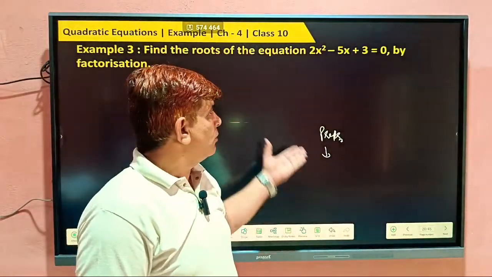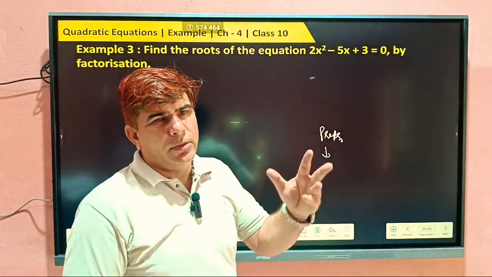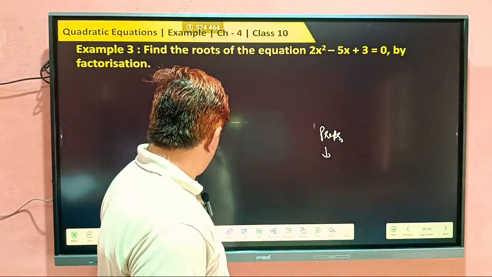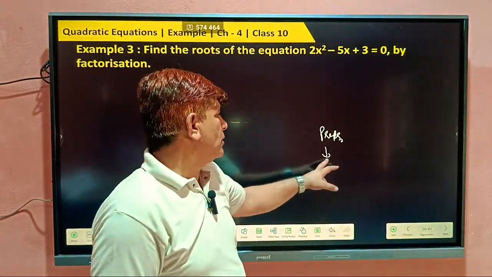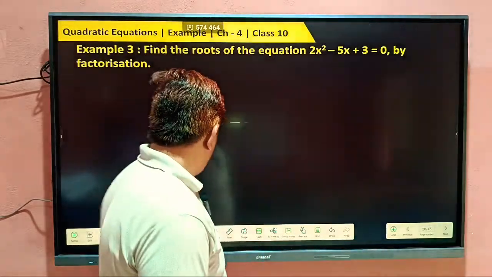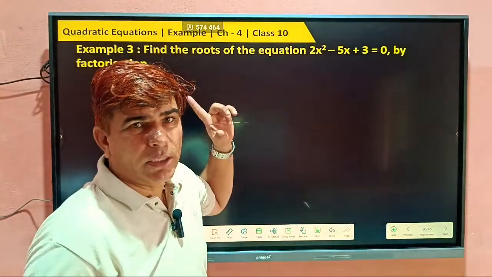After this, what do we have to do? We will find its solution by using different methods. One method is splitting the middle term. The remaining methods are completing the square and one more method. So that also we can do. So first we are doing it by the factorization method. So what's given?